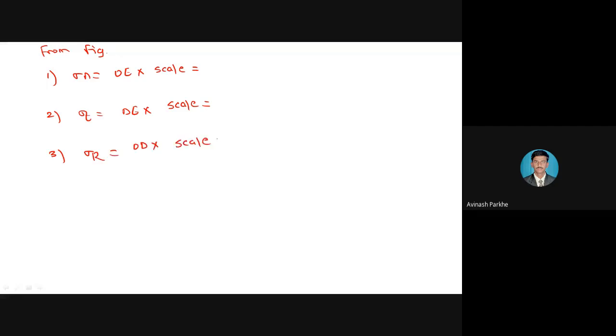So first, from figure, sigma N is equal to OE into scale. Second, sigma T is equal to DE into scale. Third, resultant sigma R is equal to OD into scale. And fourth, phi is equal to angle DOE is equal to.